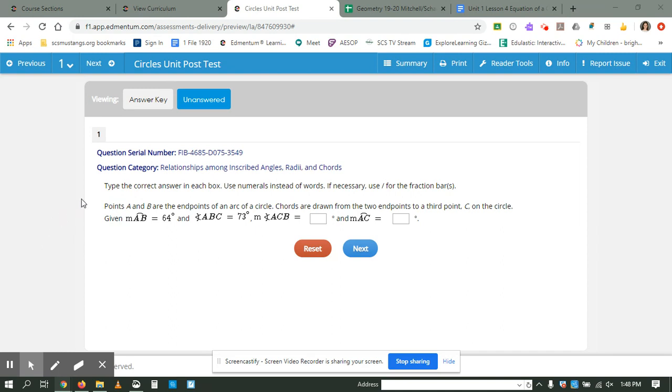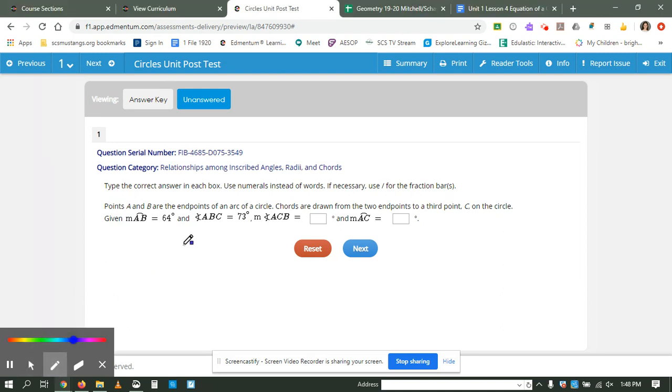Okay, so looking at the first one, they say points A and B are endpoints of an arc on the circle. What I like to do for a lot of these is draw a picture of what I see going on on a scrap sheet of paper. I'll start with that first sentence. I've got a circle, with point A on my circle and point B on my circle, and they are endpoints of an arc.